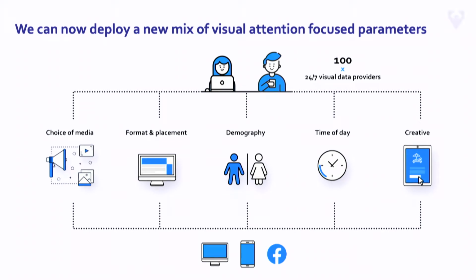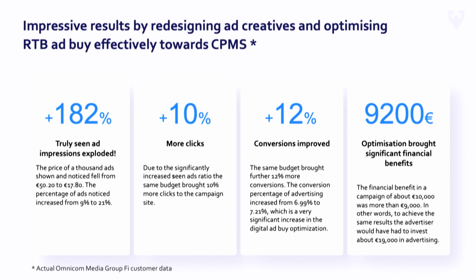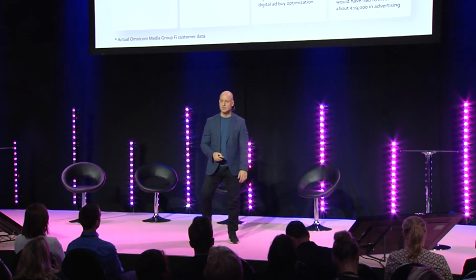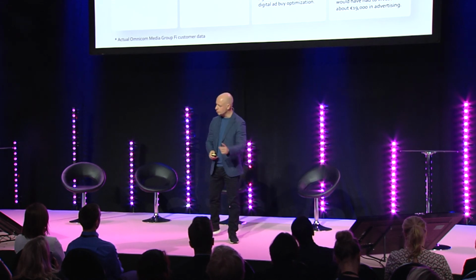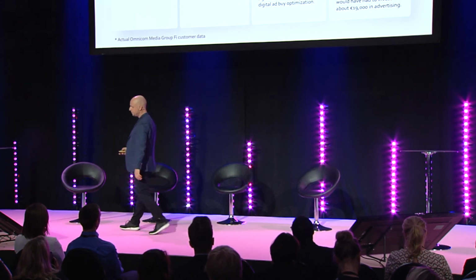These are a few Omnicom results, our pilot media agency we work with, where we were able to go from over 50 to come under 18 euros per seen ad, measured at 95% confidence level. Of course, you get more clicks and conversion because you make the funnel wider. With the 10,000 euro budget, we gave 9,200 extra. You never do that with the click attribution model optimization. If you do, give me a call. I want to learn from you.